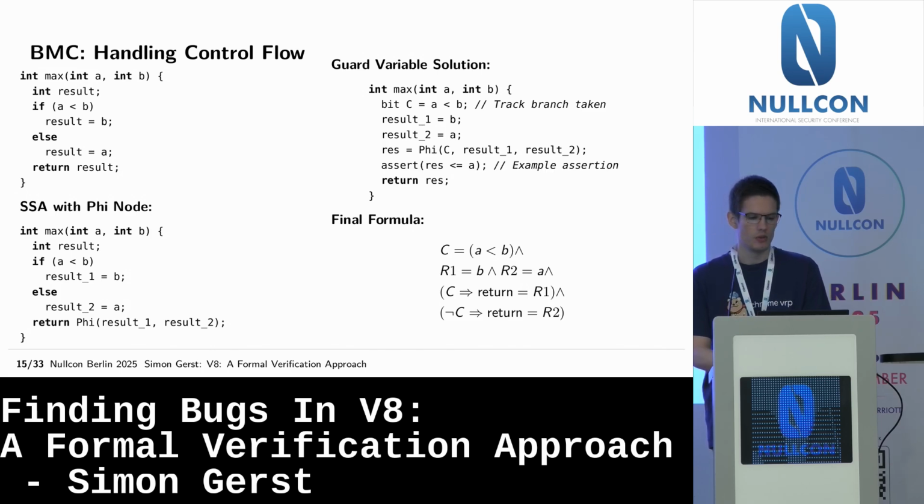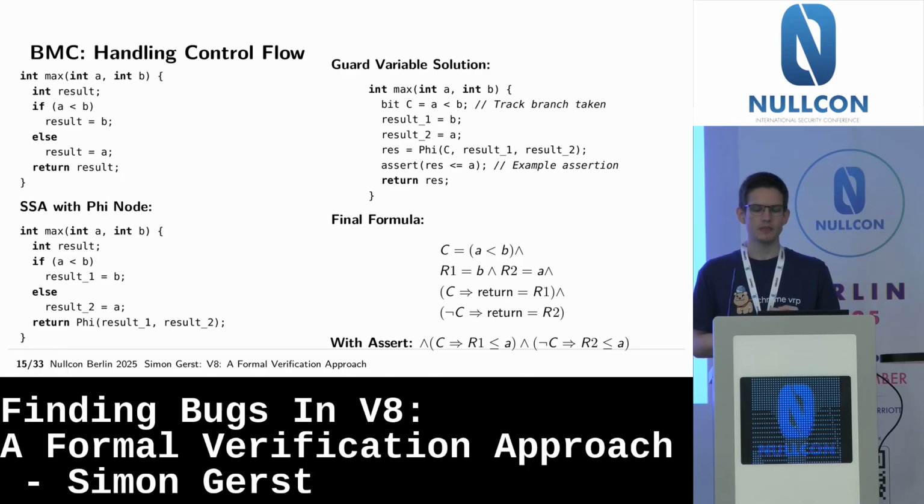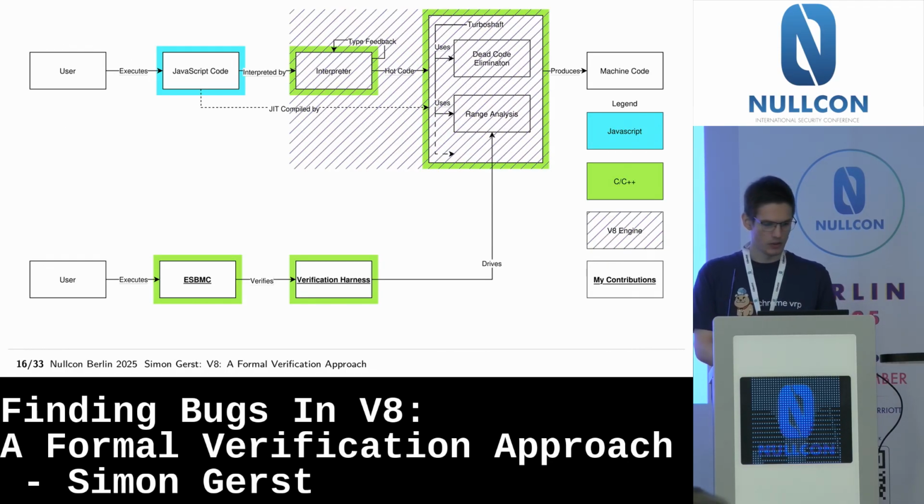And if you would, for example, add this assertion, which is wrong, that your result is always less than A, you would simply add another logical conjunction to your formula. And then you give this whole formula to your SMT solver, and if it can be solved, you get a counterexample, and if it cannot be solved, you know that your piece of code is safe. And if you didn't follow everything, that's fine. That's not that important for the rest of the work. But I just wanted to give you background.